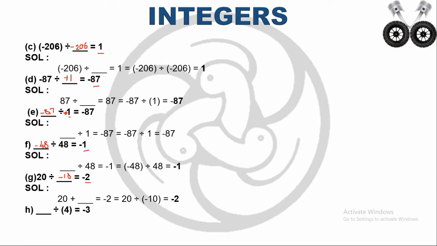Dash divided by 4 equals minus 3. So here the answer is 3, and the denominator is 4. That means here we have to write the numerator as 12. In the answer we have the negative sign. That means the two integers should have different signs. In the question the 4 has the positive sign. So the answer should be minus 12.